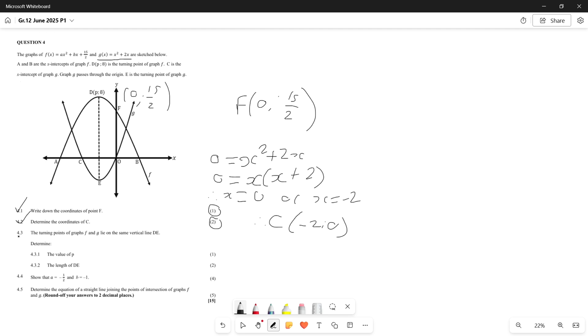So at this stage, they're saying the turning points of graphs f and g lie on the same vertical line, DE. So there's no tilt, there's no change in the x value, which means they have the exact same x coordinate. So once we've calculated the x here, it is the same x coordinate as this one. So it is saying determine 4.3.1, the value of p. So the value of p means we just need to get this x value here in order to get that x value over there.